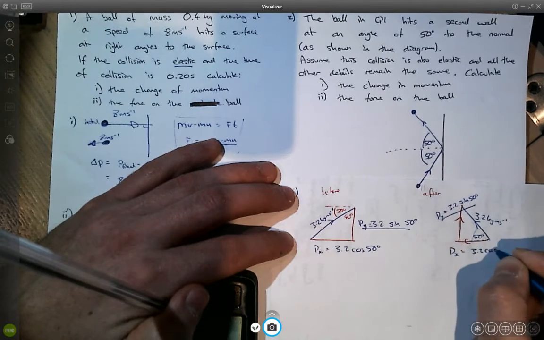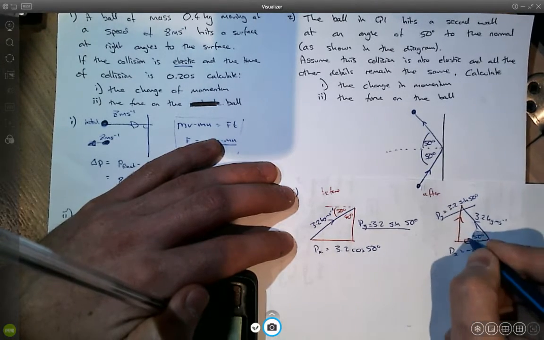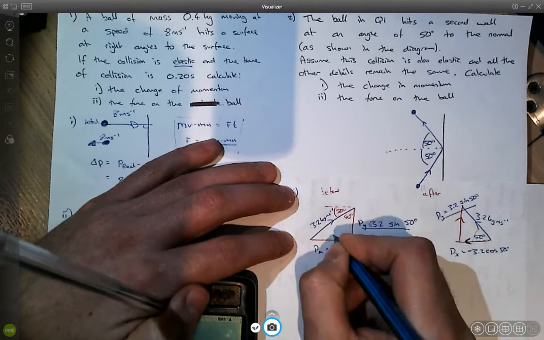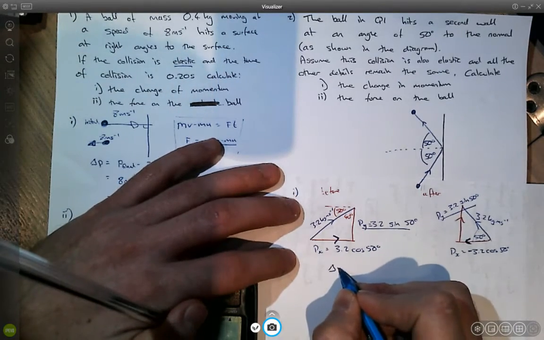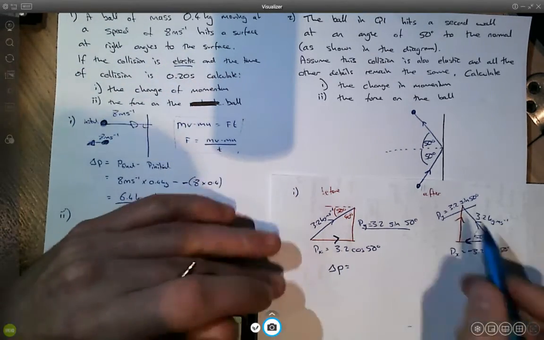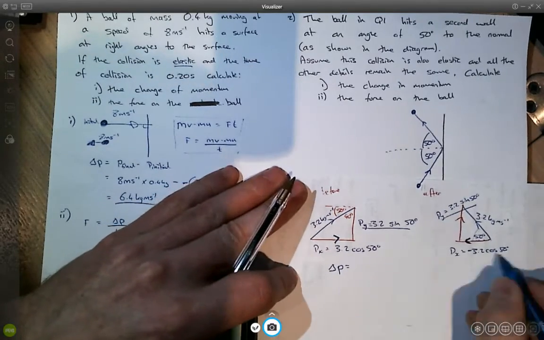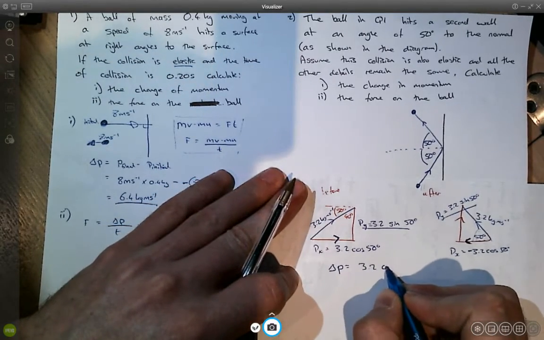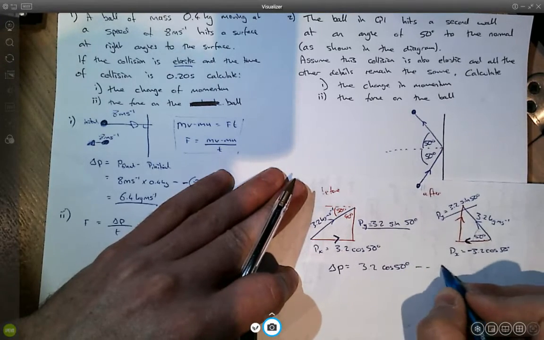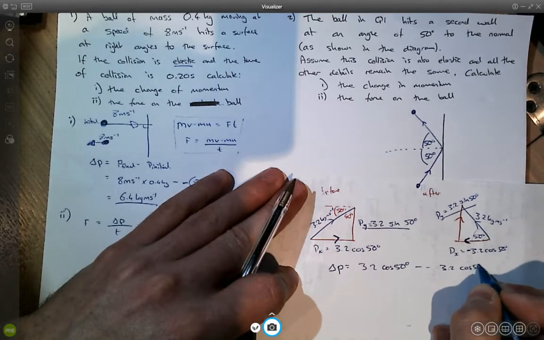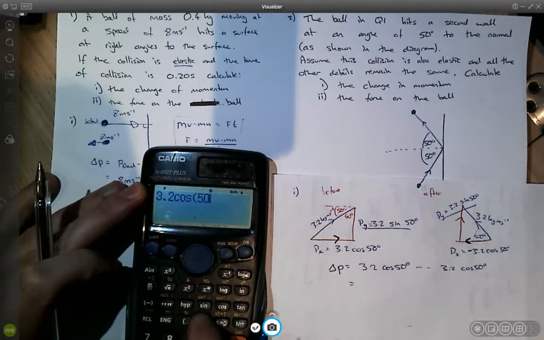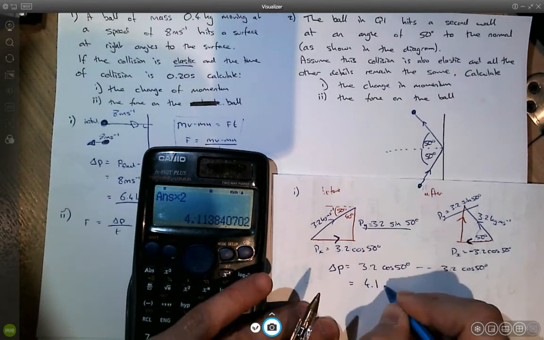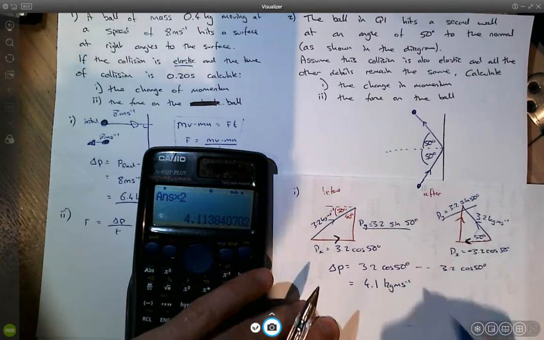The x momentum is going to be 3.2 cos 50 degrees, but importantly, it's going in the other direction. It was going in this direction to start with. Now it's going in this direction, so it's negative. So what is our change in momentum? Well, in the y direction, there is no change in momentum. Our only change in momentum is in the x direction. So 3.2 cos 50 degrees minus minus 3.2 cos 50 degrees, which gives us an overall change in momentum of 4.1 kilogram meters per second.